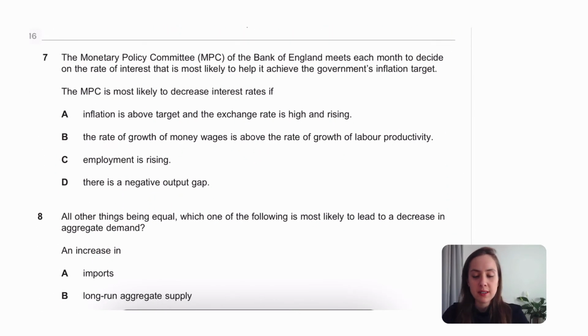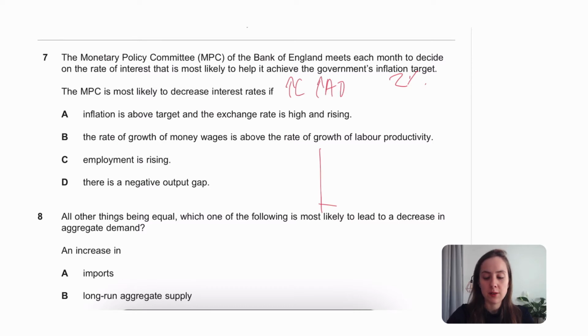The Monetary Policy Committee of the Bank of England meets every month to decide on the rate of interest that is most likely to help it achieve the government's inflation target, which is 2%, by the way. The MPC is most likely to decrease interest rates if you want to increase consumption, and if you want to increase AD, and to increase AD, that should many times lead to higher prices.